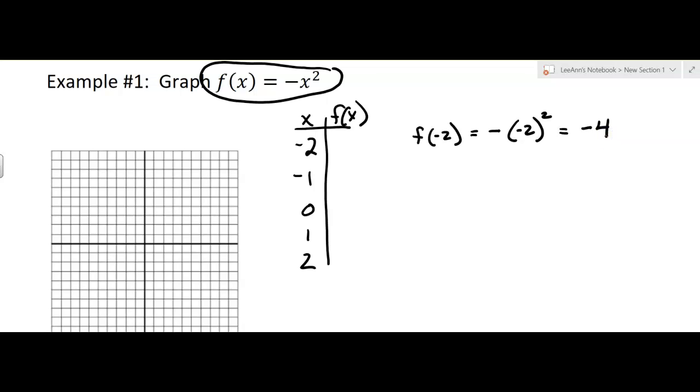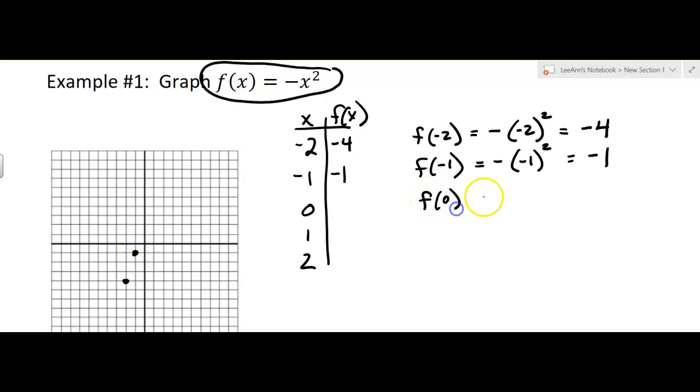So remember to do exponents before you do subtraction. That's the order of operations. So I'm going to get -4 here. Now if I put in -1, it's going to be the opposite of -1 squared, which is going to be -1. Oh, I didn't graph the points. Okay, so -2, -4 is the point right there. -1, -1 is right there.